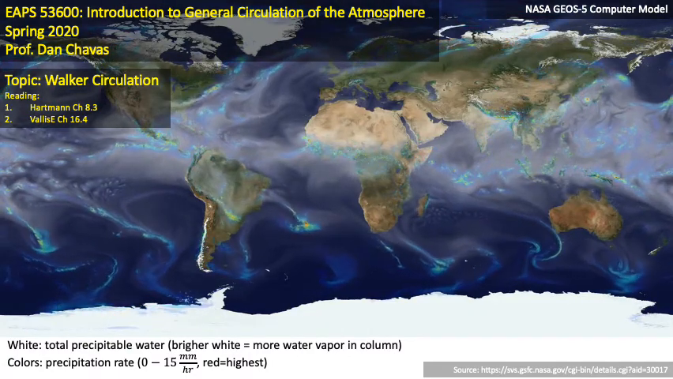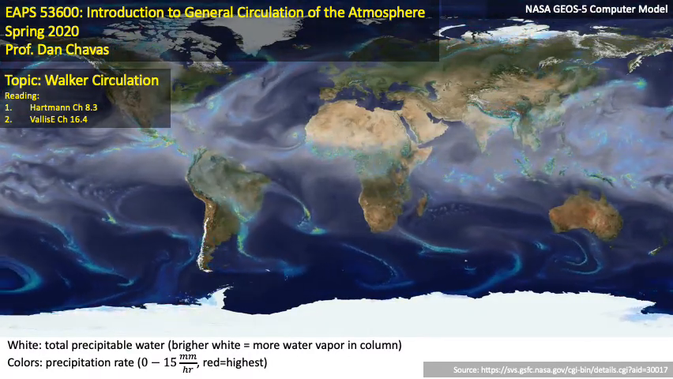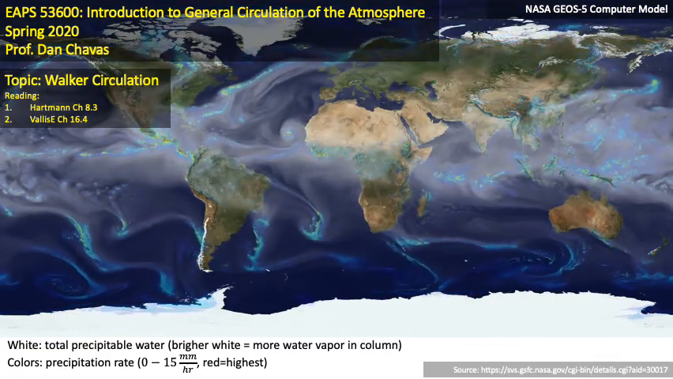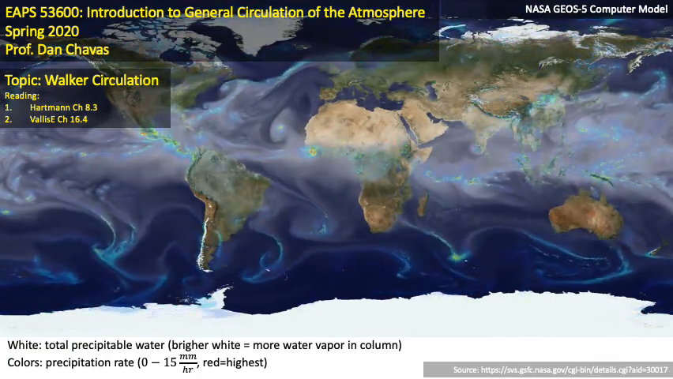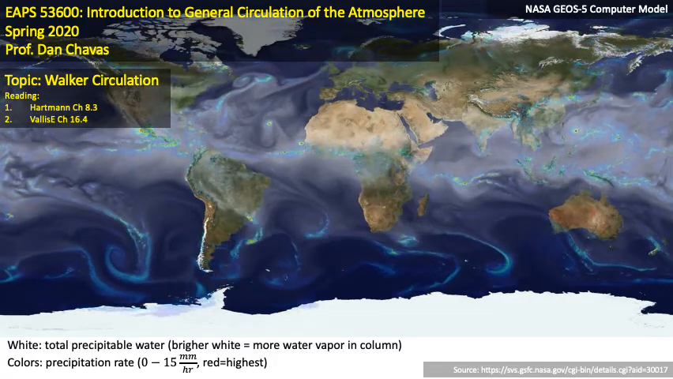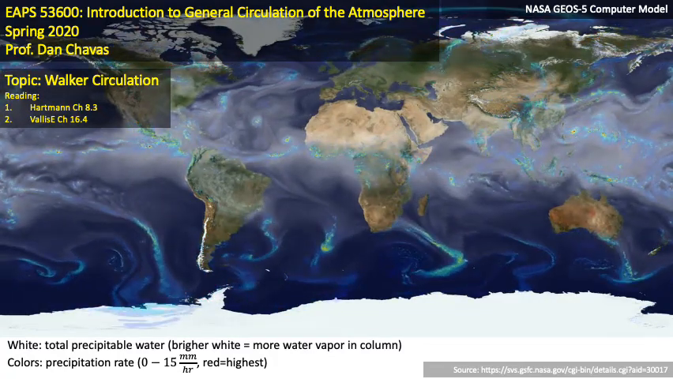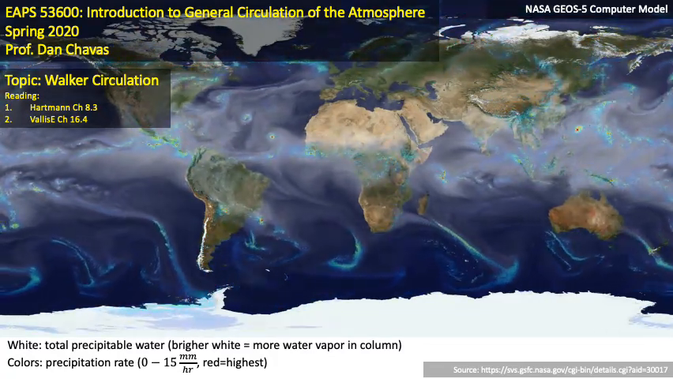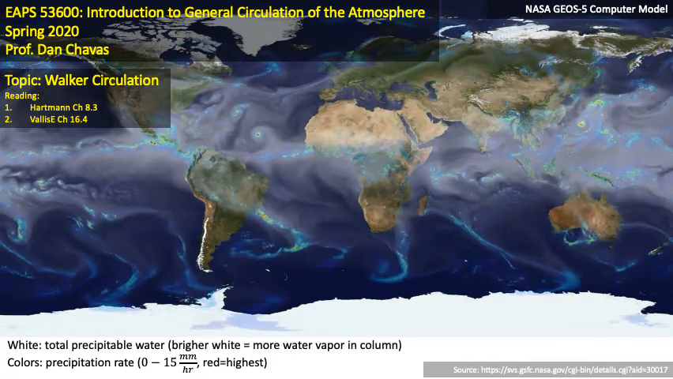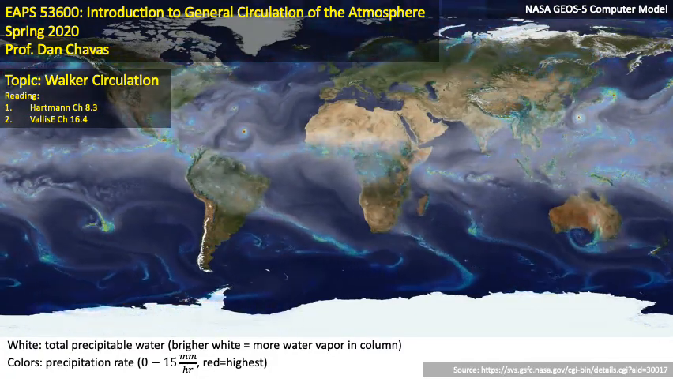All right, this is the next virtual lecture for EAPS536. The topic today is the Walker circulation found in the Pacific Ocean. The relevant reading, which is related to El Nino mostly, is provided there in Hartmann and in Vallis.